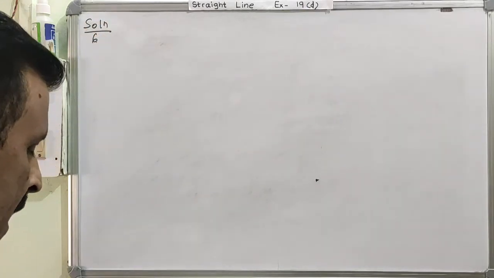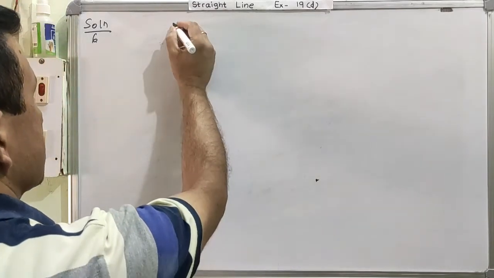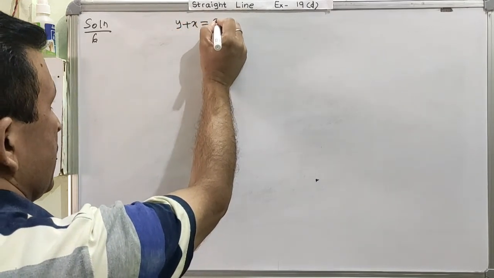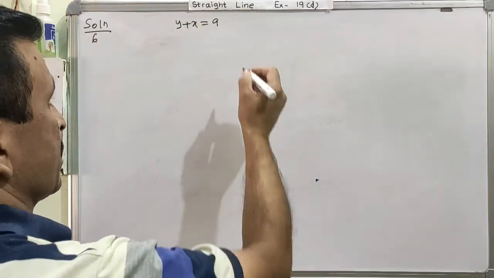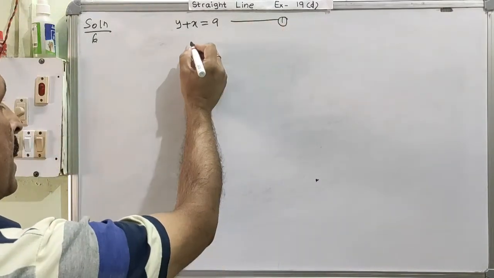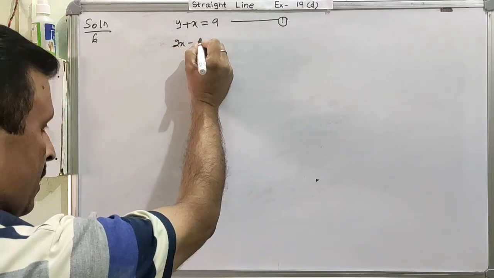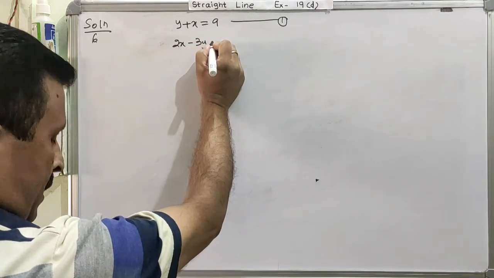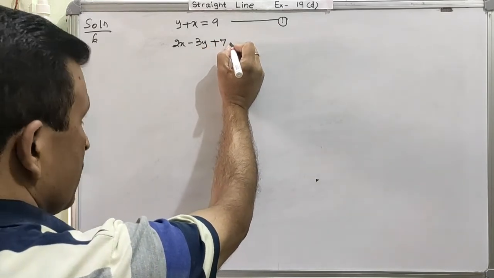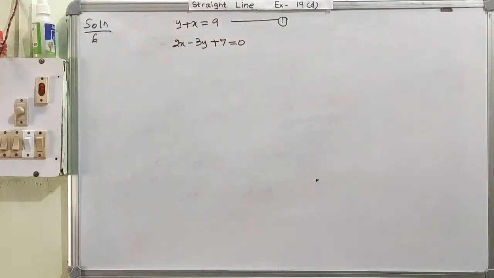So first of all, let us find out the point of intersection of the two lines. So the first line we have is y plus x is equal to 9. This is your first equation. Let us name this as first equation. Another equation is 2x minus 3y plus 7 is equal to 0. So this is your second equation.